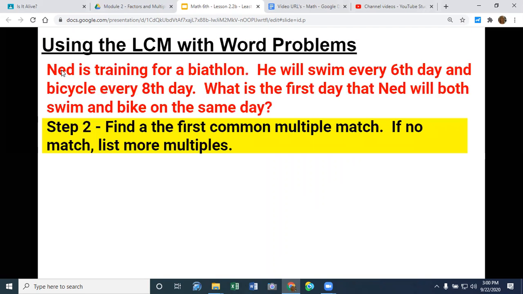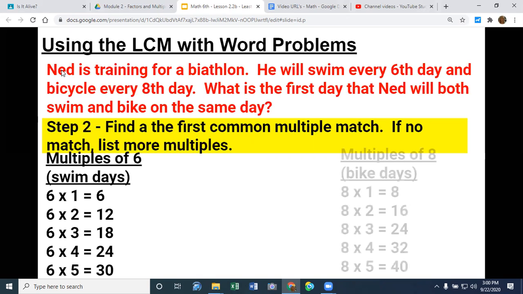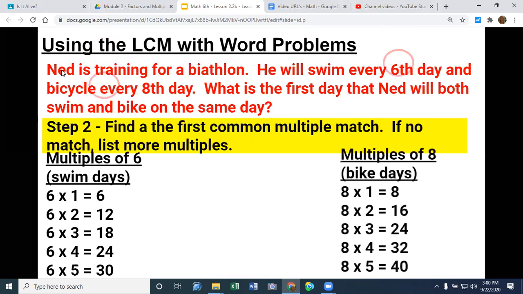Bring them back, find the first common multiple match. If no match, list more multiples. Put them back there. You see a match? Yes, 24 is the first match between 6 and 8.